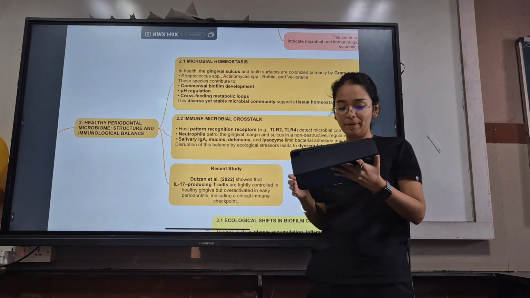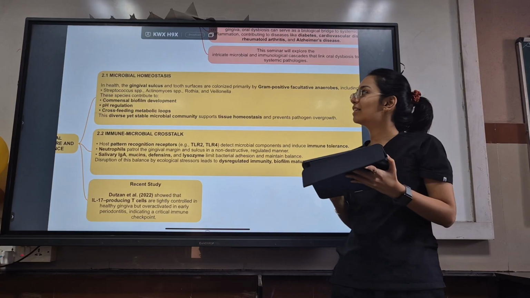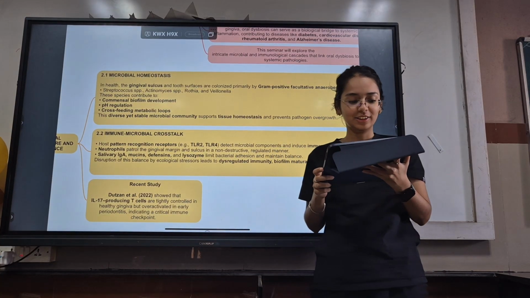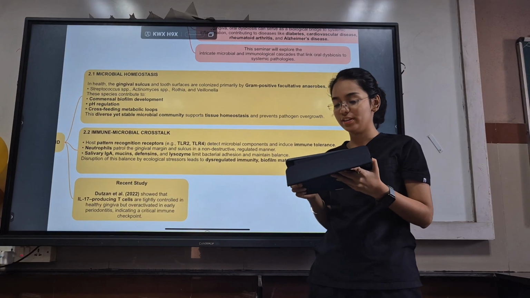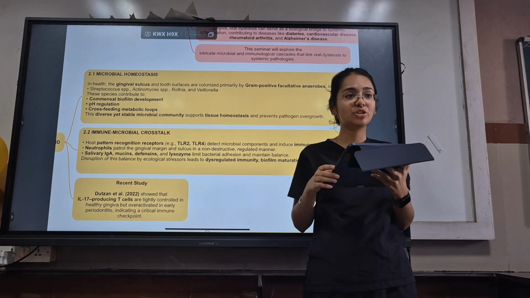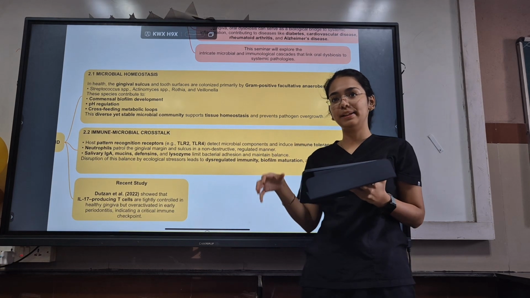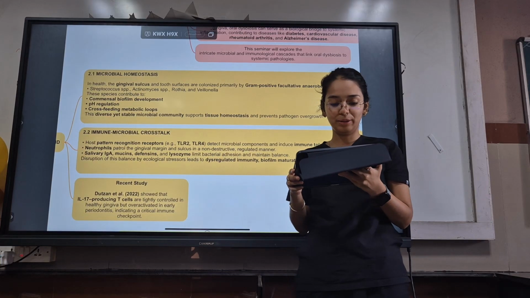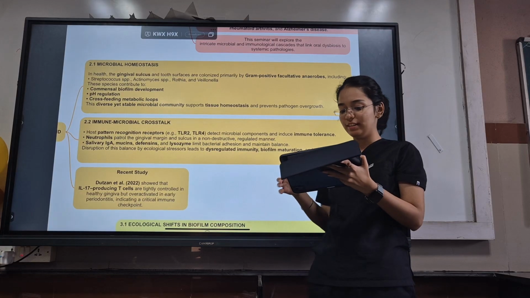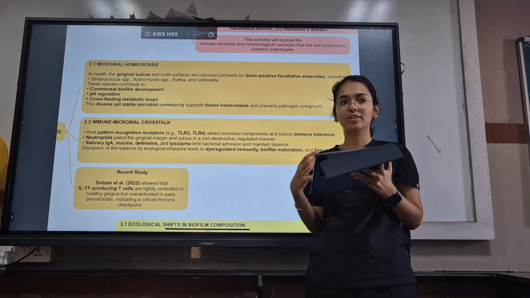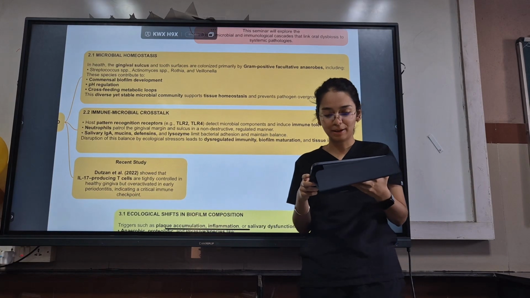Beginning with the healthy periodontal microbiome, its structure and immunological balance. There is microbial homeostasis in health. The gingival structure, sulcus and the tooth surfaces are colonized by gram-positive facultative anaerobes, which include Streptococcus species, Actinomyces, Rothia and Veillonella. These species contribute to commensal biofilm development, pH regulation and the cross-feeding of metabolic groups. So this is diverse yet stable. This microbial community supports tissue homeostasis and prevents pathogen overgrowth.